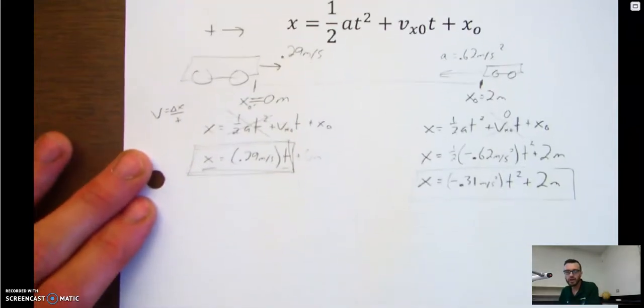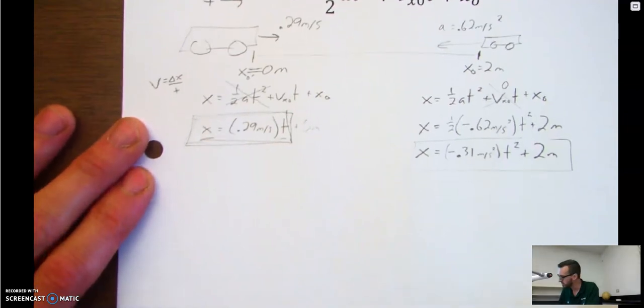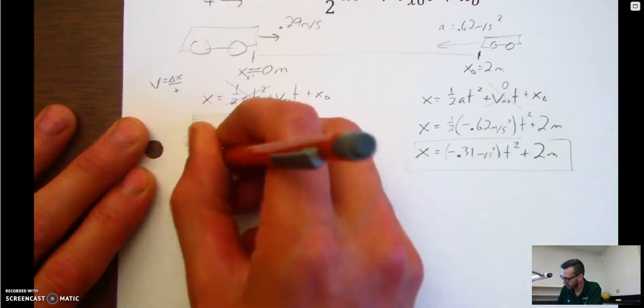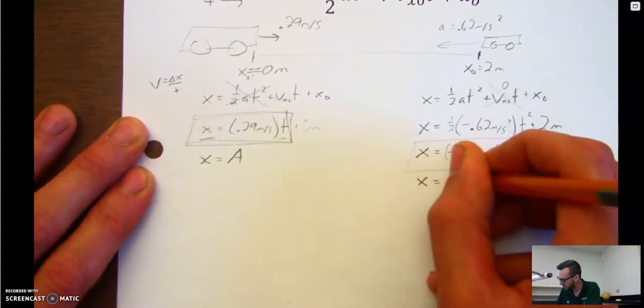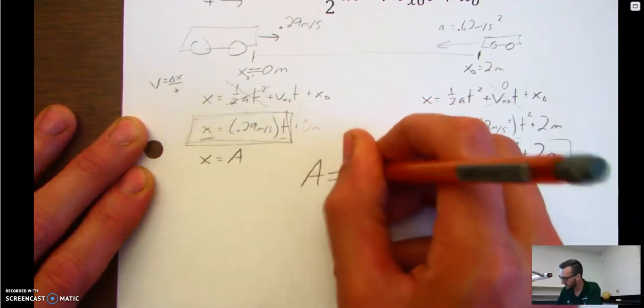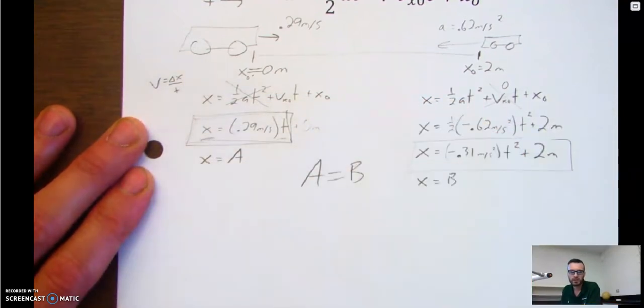Now, since I already have both cars' information in terms of x, here's what you can do. You may remember from math class, if x is equal to some quantity a and x is equal to some quantity b, well, of course, that means then that a is equal to b. All right, that's the transitive property.